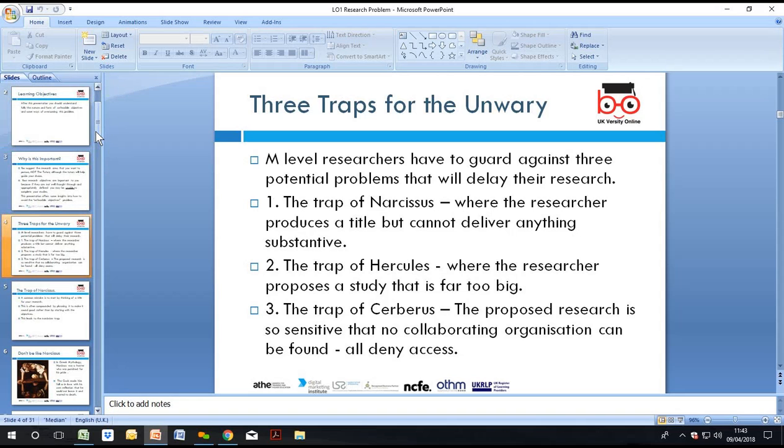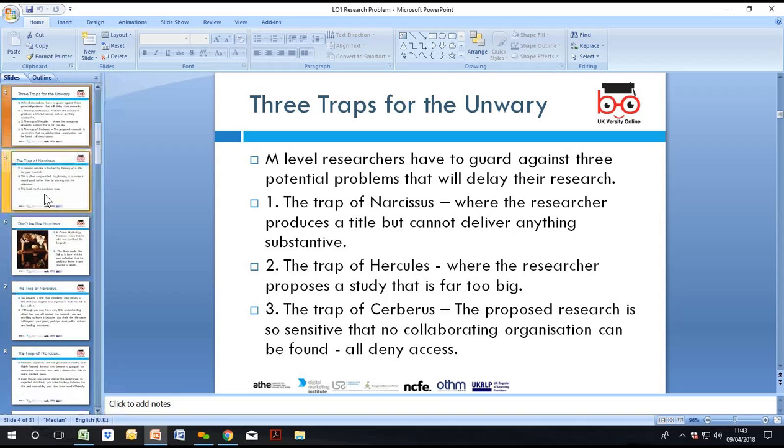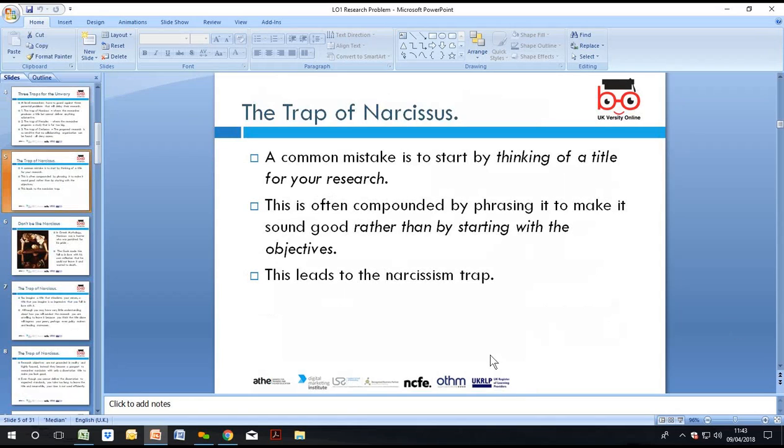Moving on a little bit. The first one is to start thinking of a title for your research. This is often compounded by phrasing to make it sound good rather than starting with the objectives. Yeah, this leads to the narcissism trap. So basically what you've got to do is pick a subject that's not too complex, that is a particular question to perhaps an industry or a company, even a small organisation.